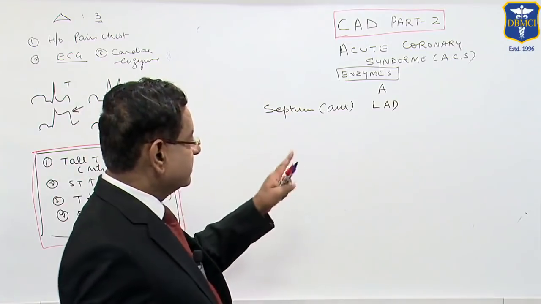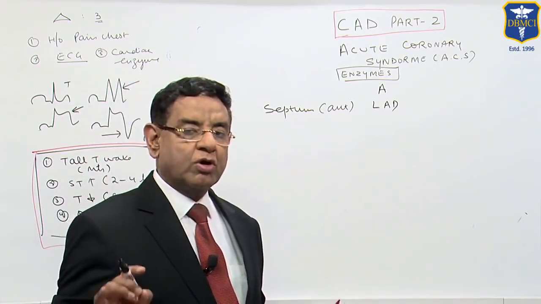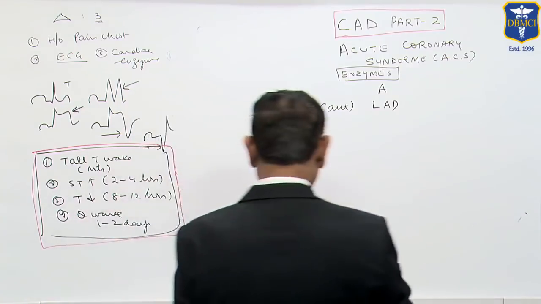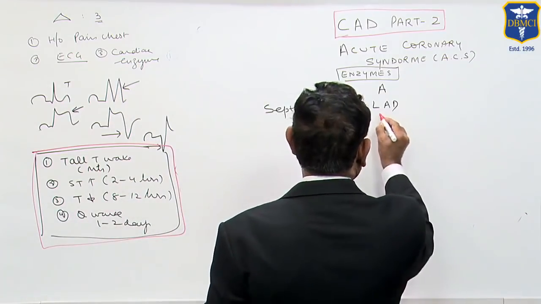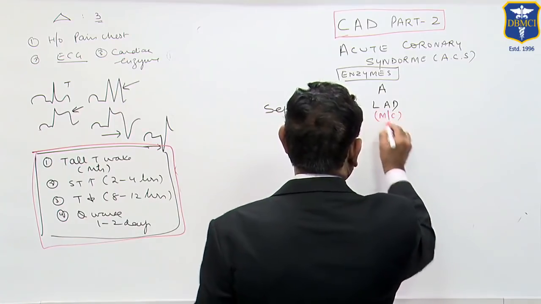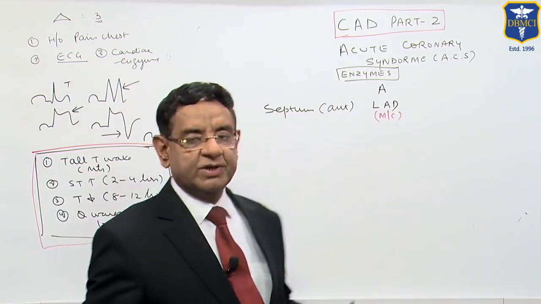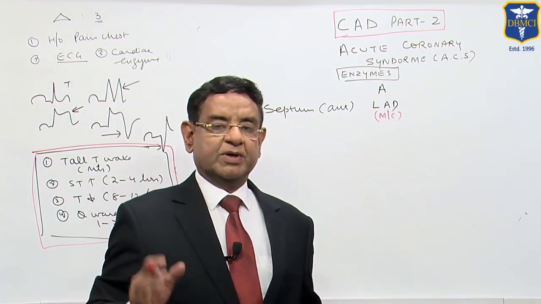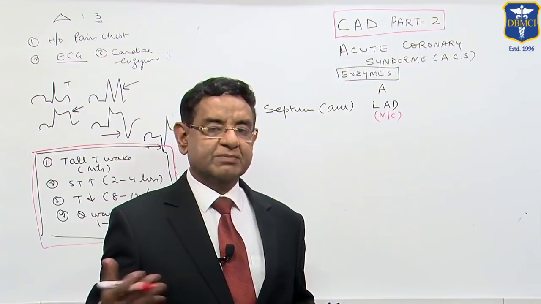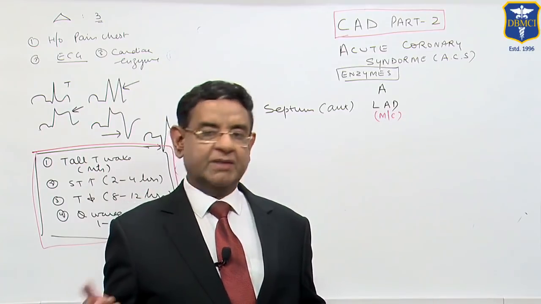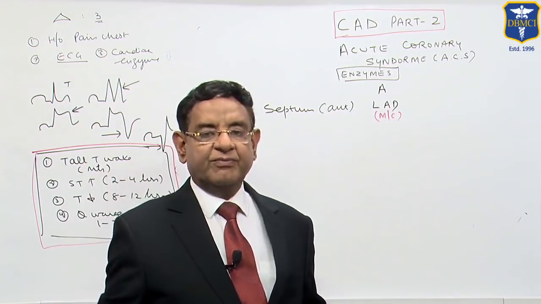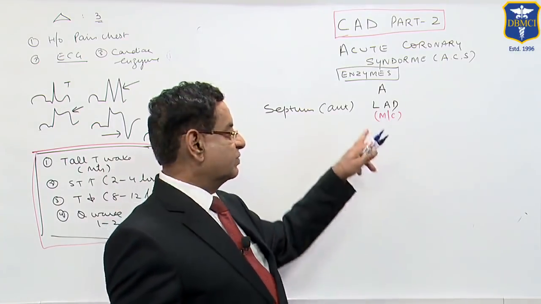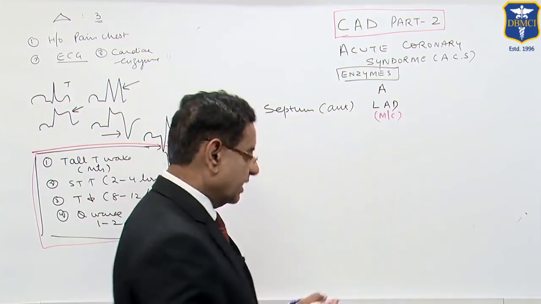In fact, this artery is the most commonly involved artery in coronary artery disease. That's why this artery is also known as widow's artery. Why widow's artery? Because as I told you, CAD is much more common in males as compared to females, and 50% mortality is there in 24 hours. That's why this artery is also known as widow's artery.